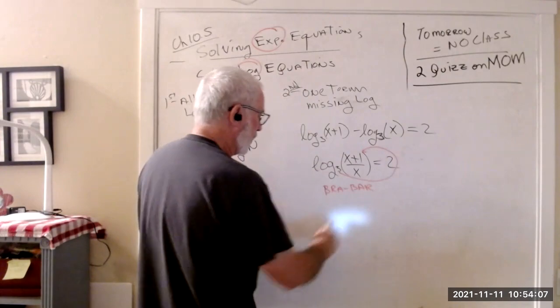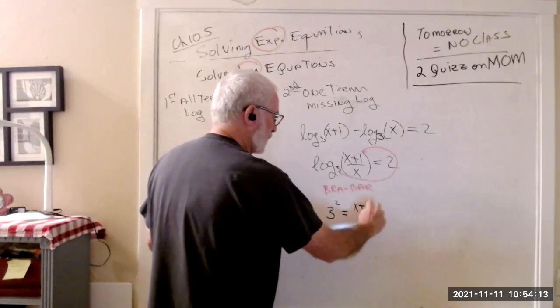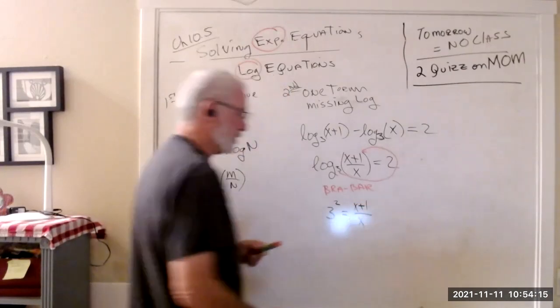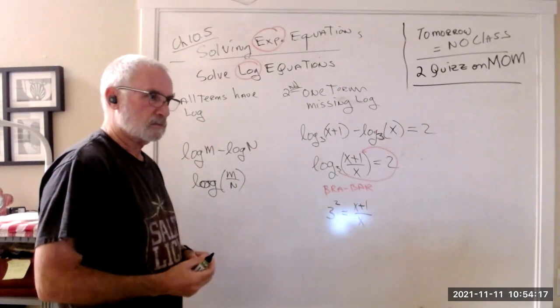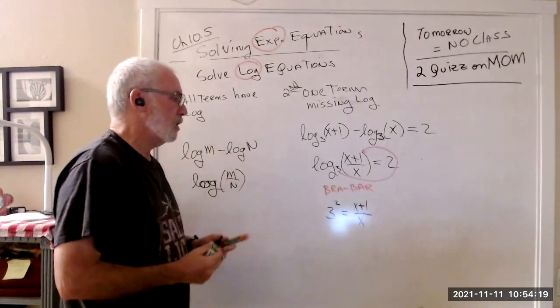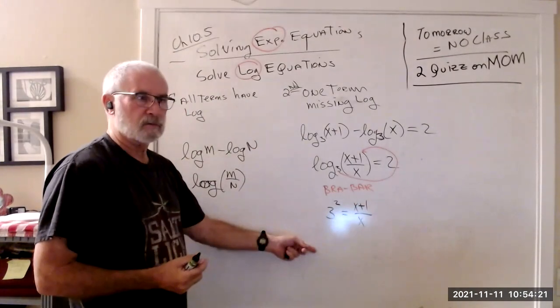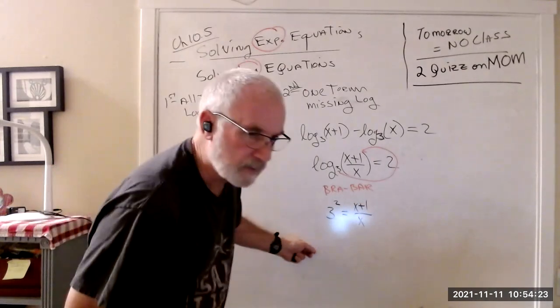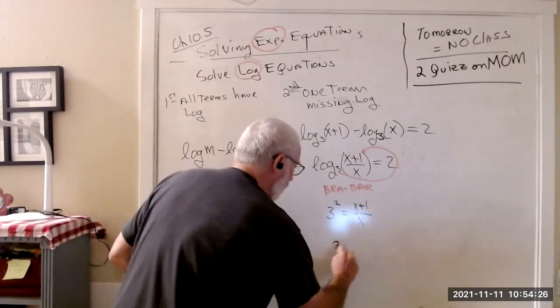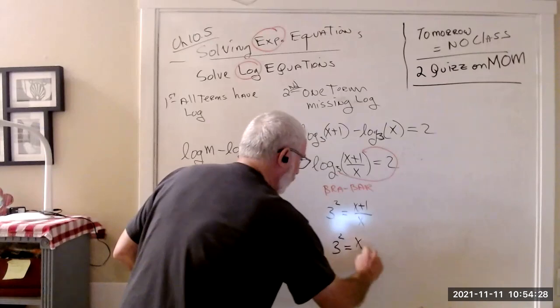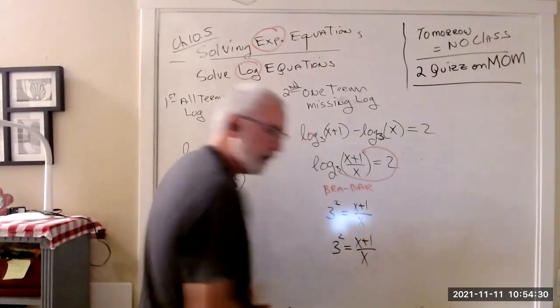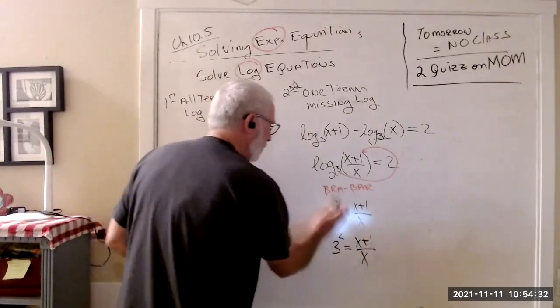And that was 3 to the 2 power equals that. So we have this equation, 3 to the 2 power equals x plus 1 over x. And now you just have to solve that. Okay, and of course I'm in the glare. 3 to the 2 power equals x plus 1 over x. Is that better? Yeah, same problem.